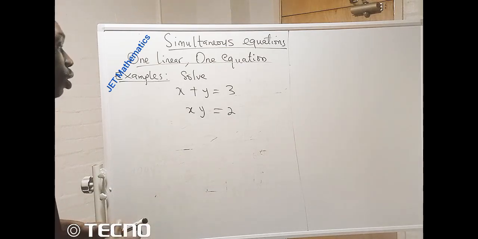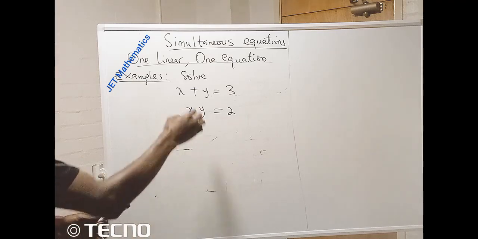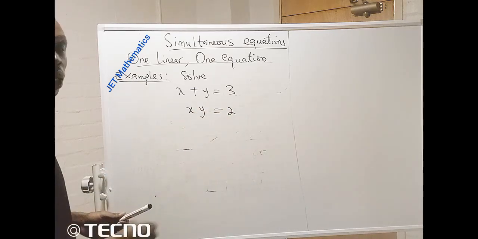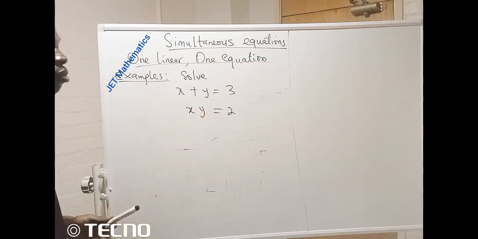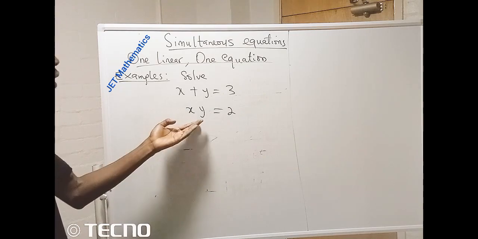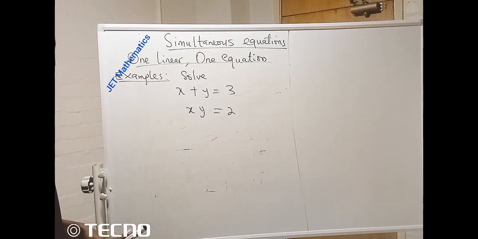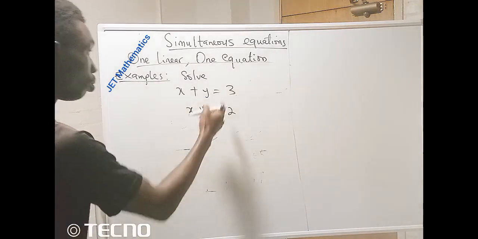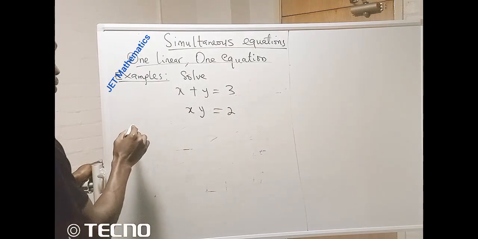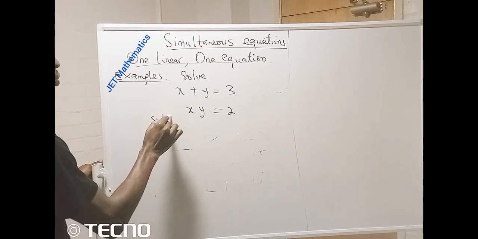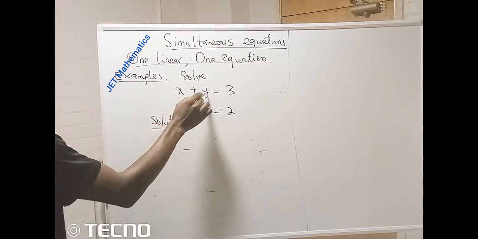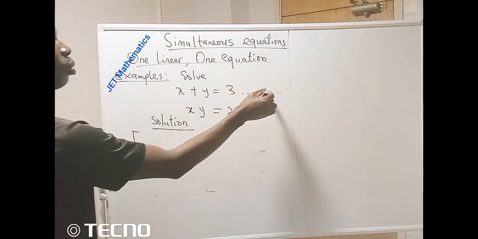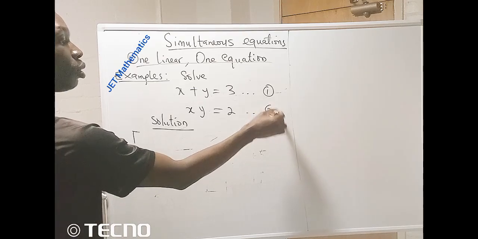All you need to do is to make either of the unknowns from the linear equation the subject, and then substitute it into the second equation, which is the quadratic equation. So this is a quadratic equation, so we can solve this. Let's call this equation 1 and this equation 2.